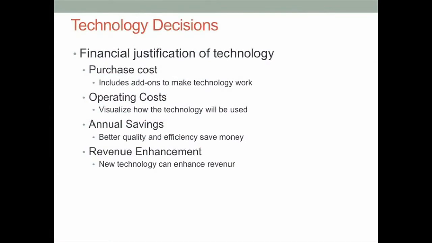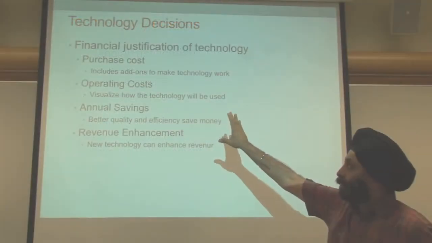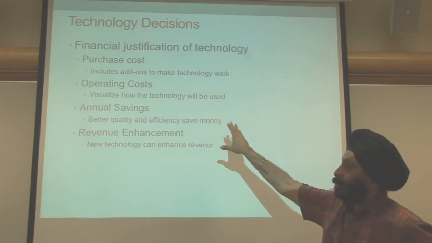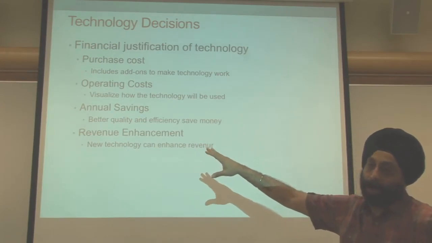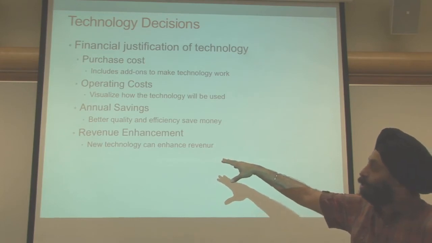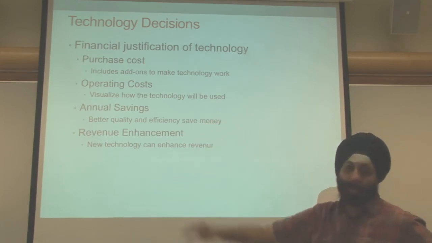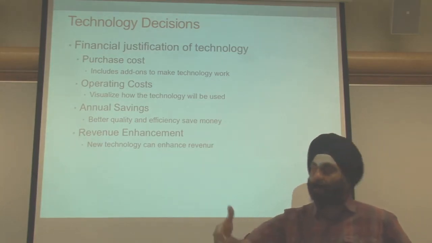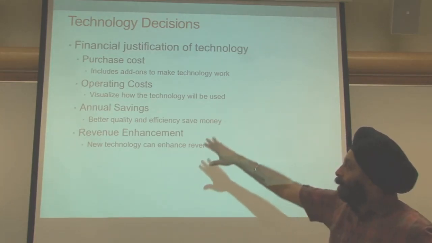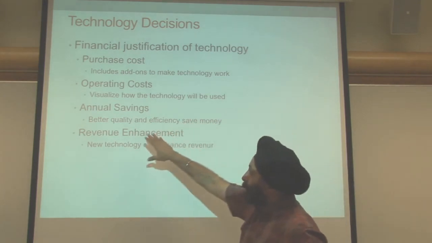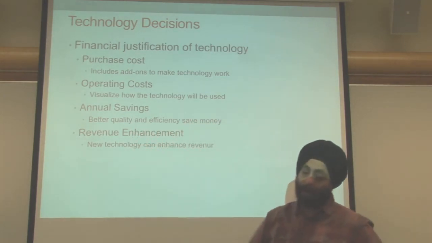Technology-related decisions: financial justification of technology has to be done. Purchase cost, include add-ons and make the technology work. So a lot of times when you're buying a new process, technology or machines, one has to look at what the purchase cost is. Also have to look at operating cost, which is the variable cost of running that machine, upkeep, how the technology will be used, and what the annual savings are also has to be noted down.